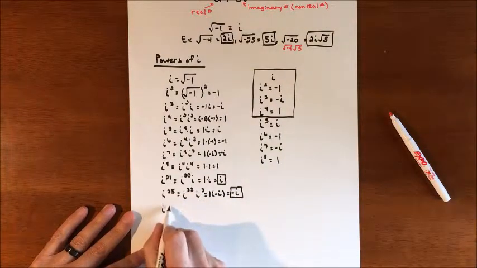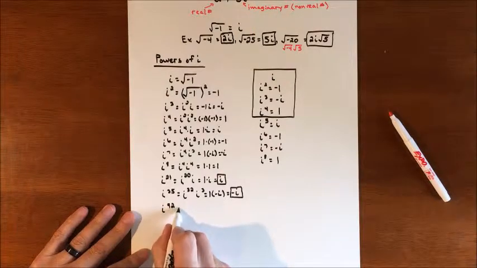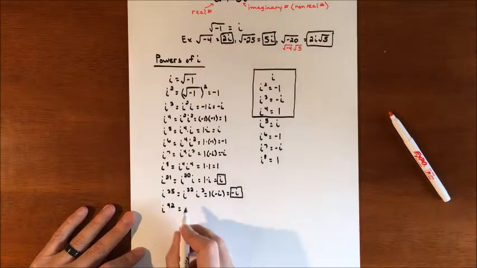And we'll do one more. i to the 92nd. i to the 92nd is actually a multiple of 4. So it is just 1.